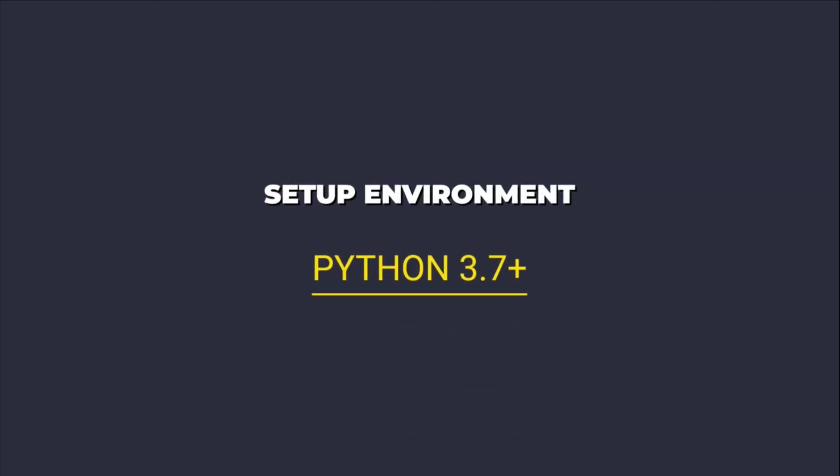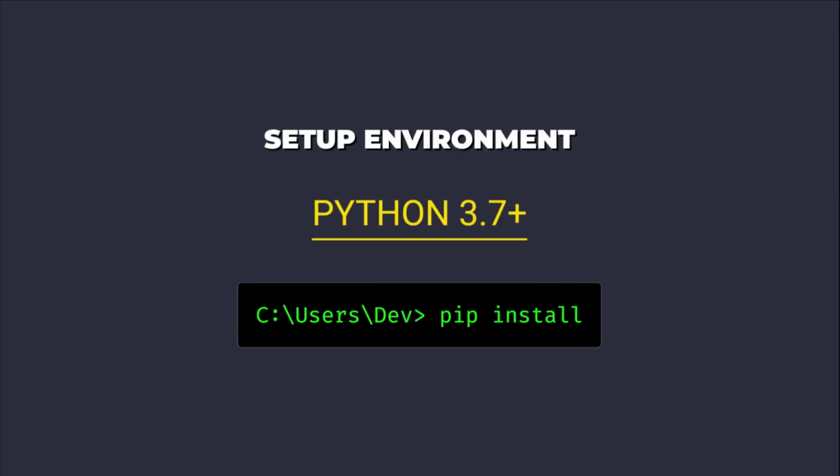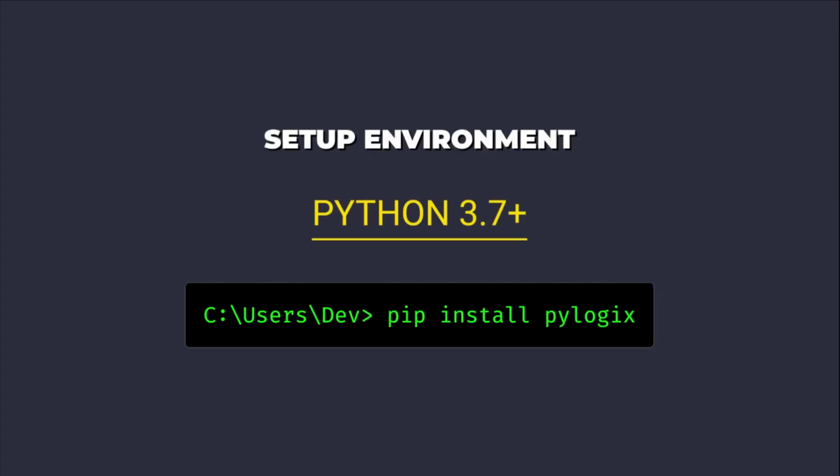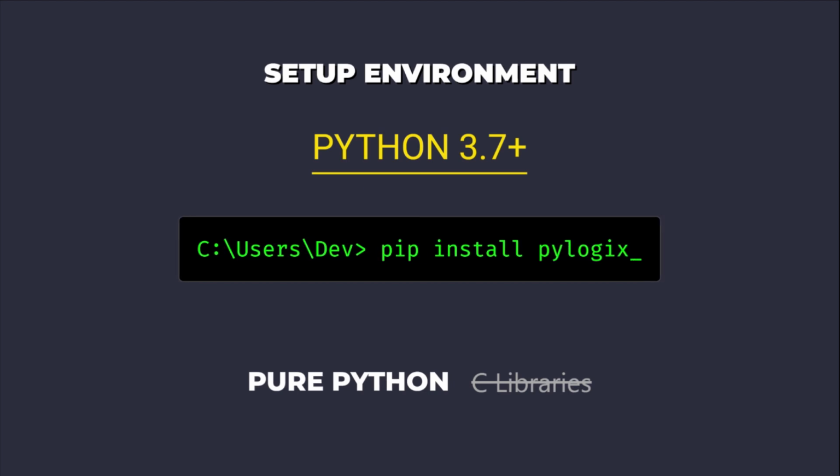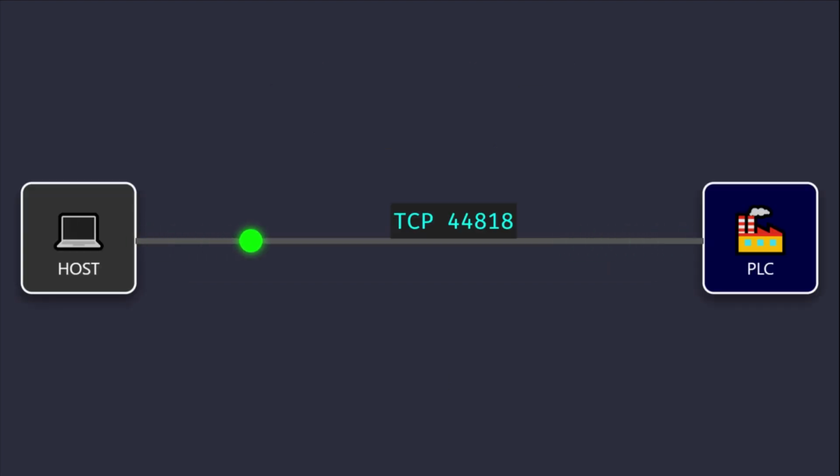Python version 3.7 or higher is required for stable Pylogix operation. Install the library using pip install Pylogix. No external C libraries or compiled dependencies are necessary, simplifying deployment in containerized environments. Verify the installation by importing the PLC class.